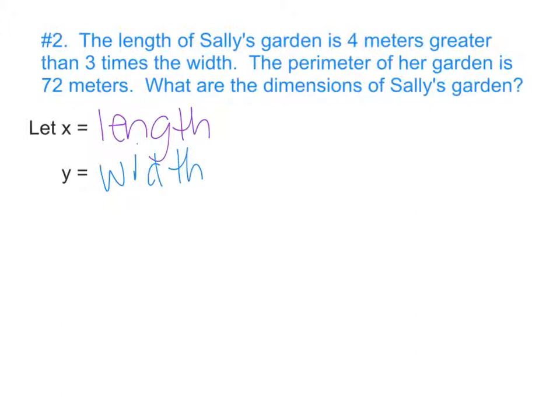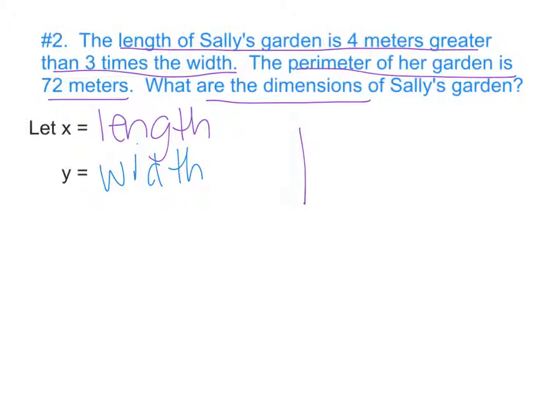So I'm going to go back in the problem and highlight some key things. So the length of Sally's garden, so the length is 4 meters greater than 3 times the width. And then we know that the perimeter is 72 meters. And then we want to find out what are the dimensions of the garden. So I'm going to draw a picture because I'm a visual person. And we have the garden, and the length is going to be the x. So I'm going to label that here. And our width is going to be our y.